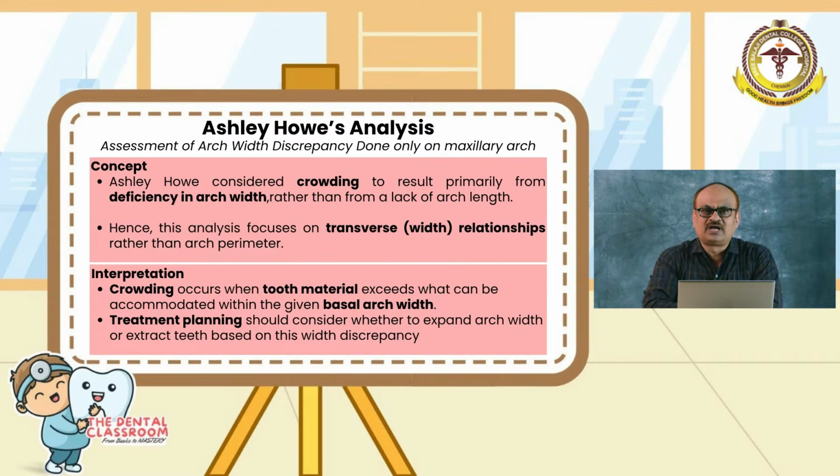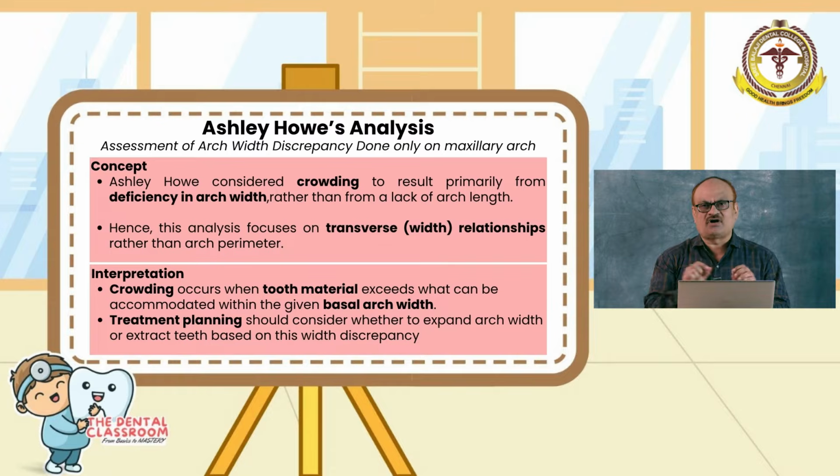And next comes Ashley-Howe analysis. We have seen that Carey considered arch perimeter or anterior posterior arch length. But Ashley Howe's concept tells that the arch width should be in a proper proportion. It is like when you construct a house, you construct pillars on the base. So the base should be broad enough to support the pillars. This is the concept of Ashley-Howe analysis.